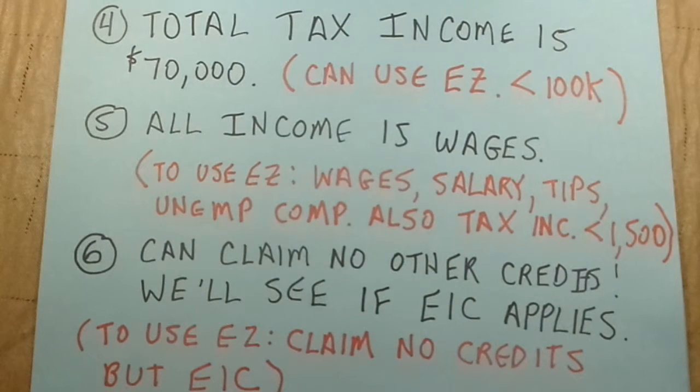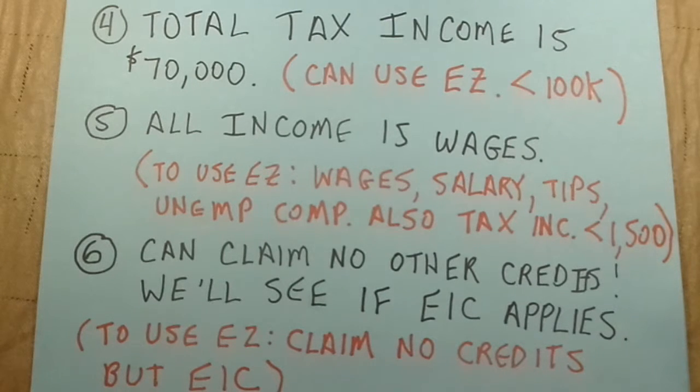Now, a fourth requirement is that you can use form 1040EZ if your income is less than $100,000. And so the total taxable income is $70,000, which indeed is below $100,000. All income is from wages for Dick and Jane.